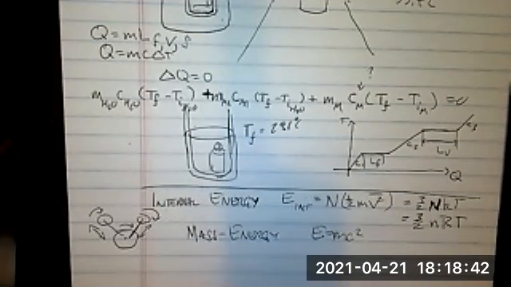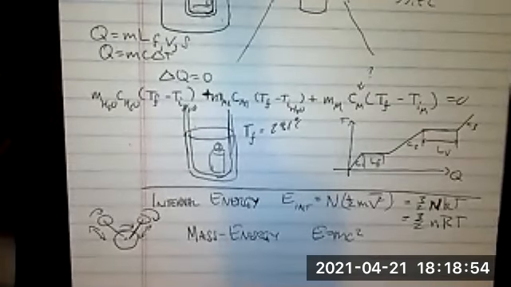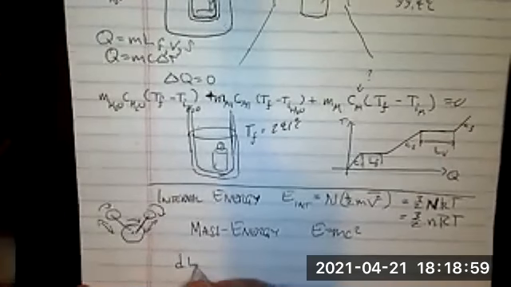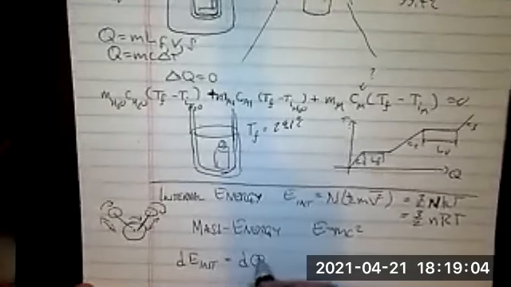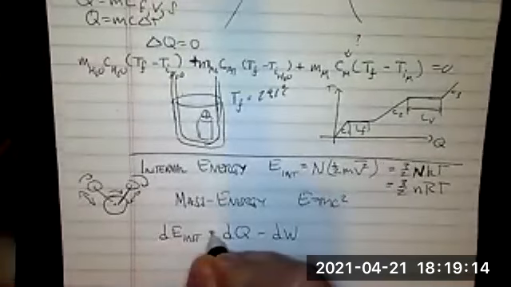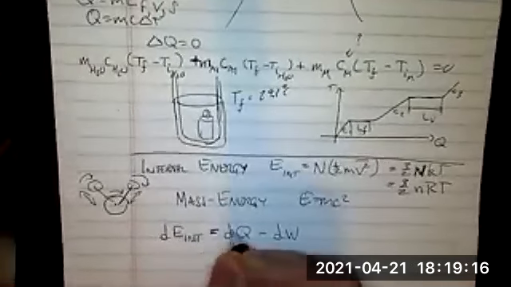So that brings us to our new version of this first law of thermodynamics, which looks different, by the way, from the version that you'd see in chemistry. They basically would say that dE internal, so this is a change in internal energy, is equal to the heat added minus the work done.